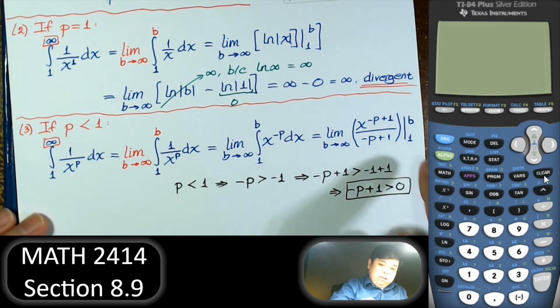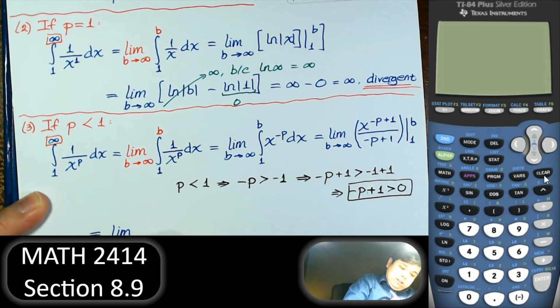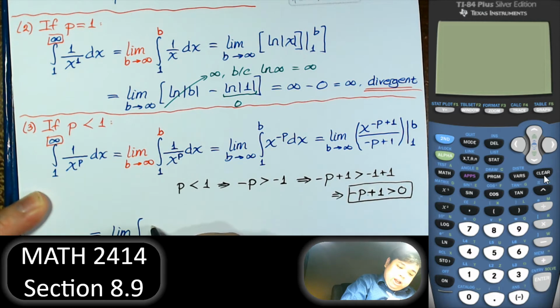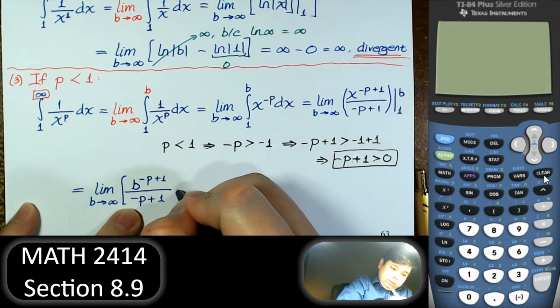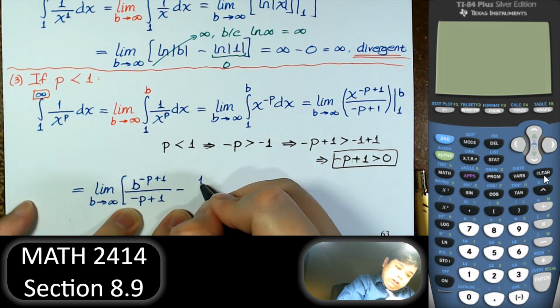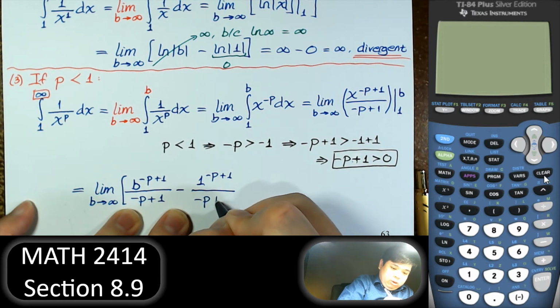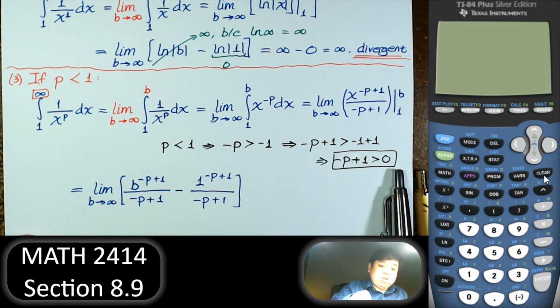And now let's substitute in the limits. By limit I mean those two. So x is going to be b to the negative p plus 1 over negative p plus 1. Subtract, put in 1: 1 to the negative p plus 1 over negative p plus 1. Right, so what do we have here? Remember, the negative p plus 1 is positive, right?